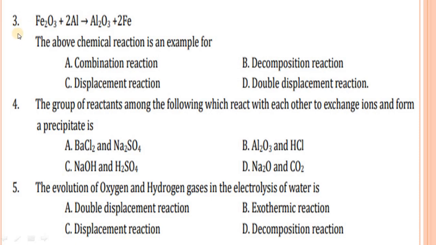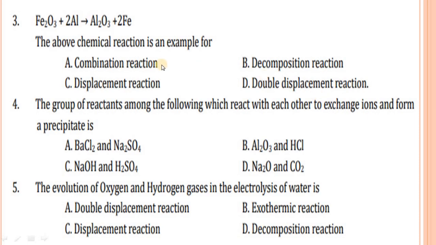In question number 3, an equation is given, that is Fe2O3 plus 2Al, which gives Al2O3 plus 2Fe. And the question is, the above chemical reaction is an example for, the 4 options are A. Combination reaction, B. Decomposition reaction, C. Displacement reaction, and D. Double displacement reaction.